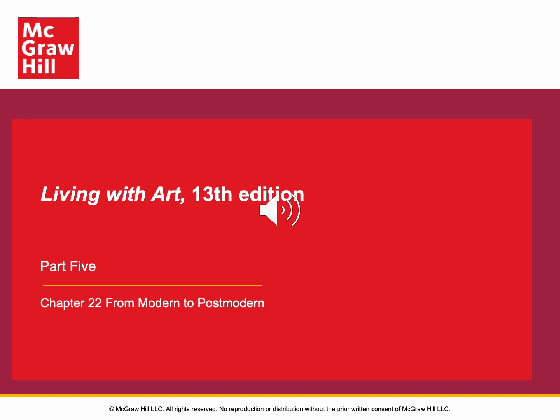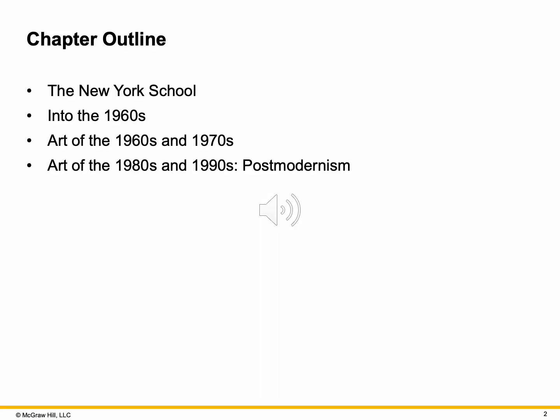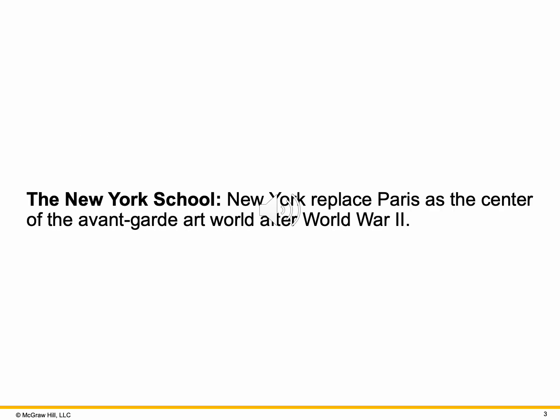McGraw-Hill, Living with Art, 13th edition, Part 5, Chapter 22, From Modern to Postmodern. Chapter outline: The New York School into the 1960s, Art of the 1960s and 1970s, Art of the 1980s and 1990s, Postmodernism.